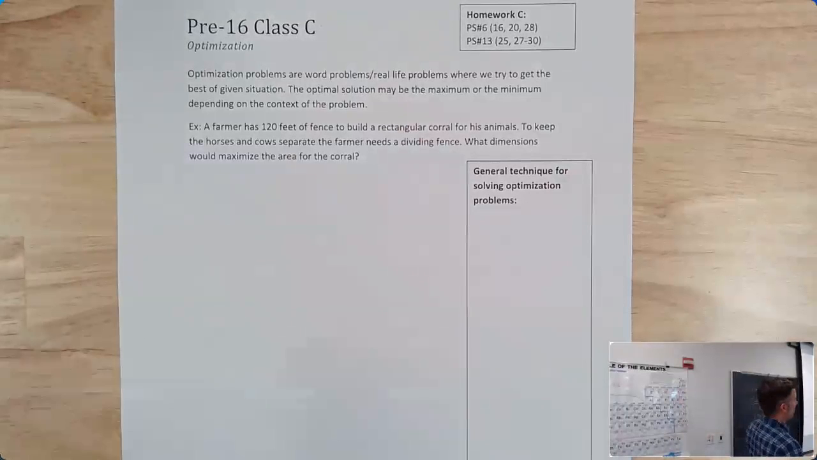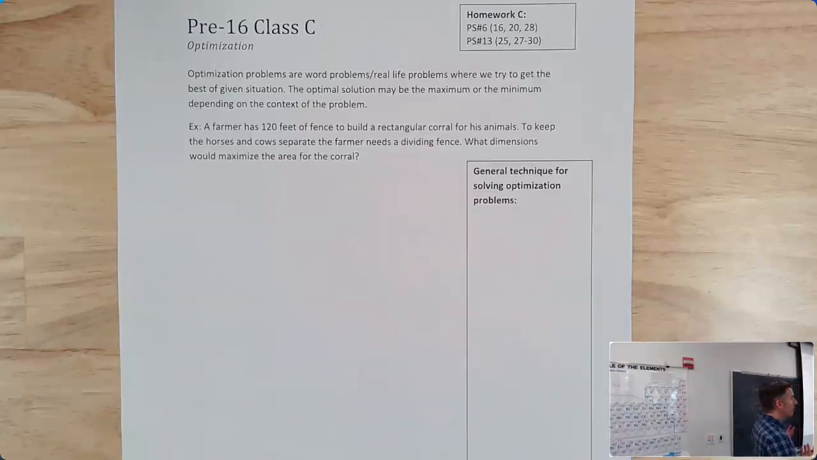Sometimes real life problems, sometimes totally made up problems that are supposed to be quote unquote real life, where we try to get the best of a given situation. The optimal solution may be the maximum or the minimum, depending on the context of the problem. So just to think about that for a second, if we're trying to find where these things are maximized or minimized, most of the time, at least in this class, that's going to mean we're looking for some portion of the vertex of a parabola.